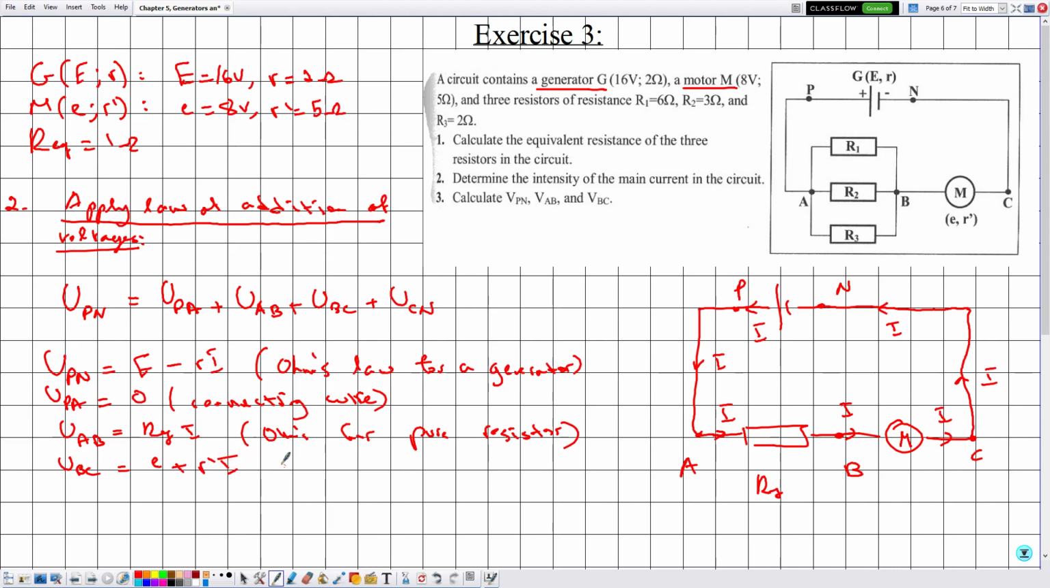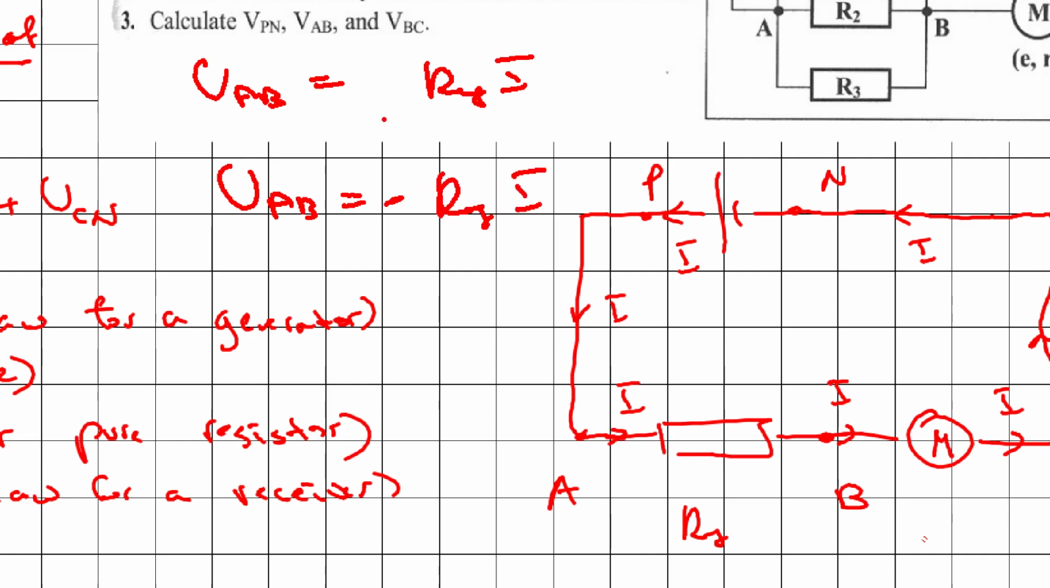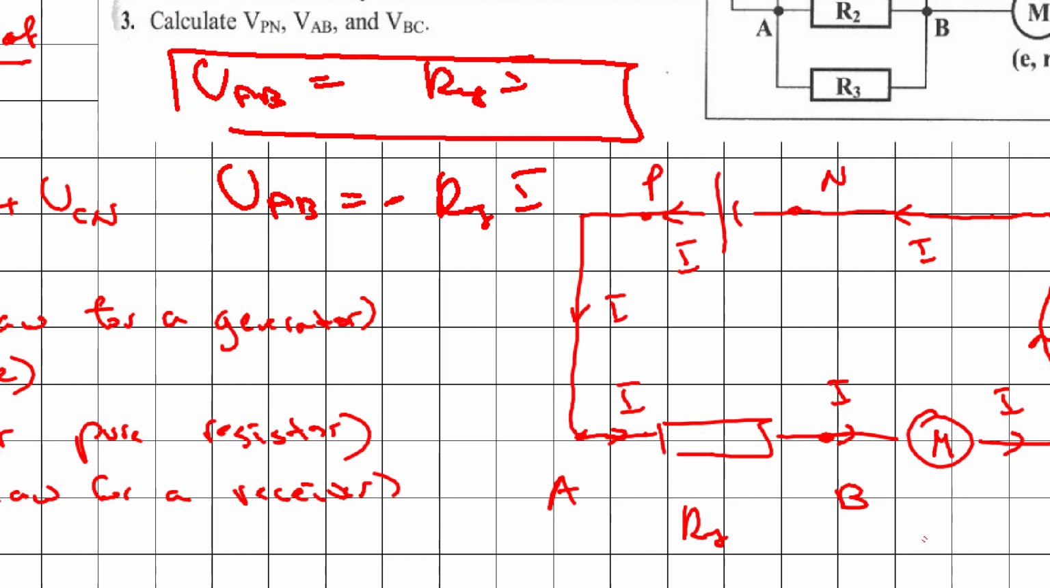Now similarly for the pure resistor, I didn't discuss this. Let me write here Ohm's law for a receiver. For this resistor, UAB would be given by R equivalent multiplied by I, or UAB is equal to minus R equivalent multiplied by I. Which one do we choose? The resistor is a special case of a receiver, so we choose this one if we are moving in the direction of the current, and indeed from A to B we are moving in the direction of the current, so UAB is equal to R equivalent multiplied by I, and not this one.